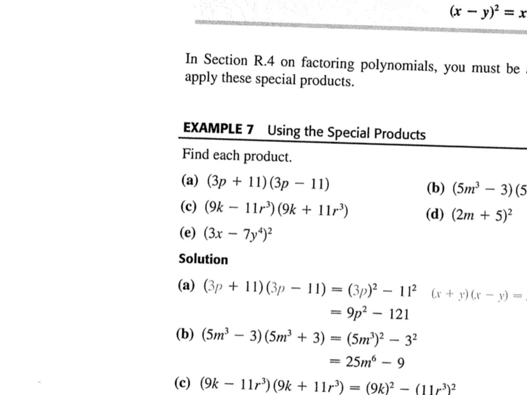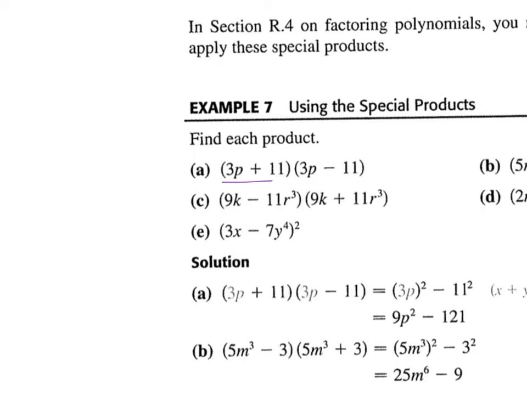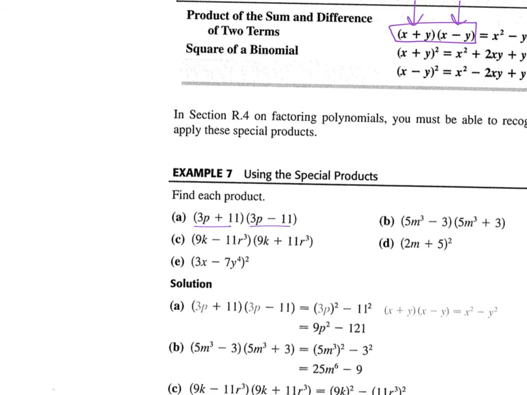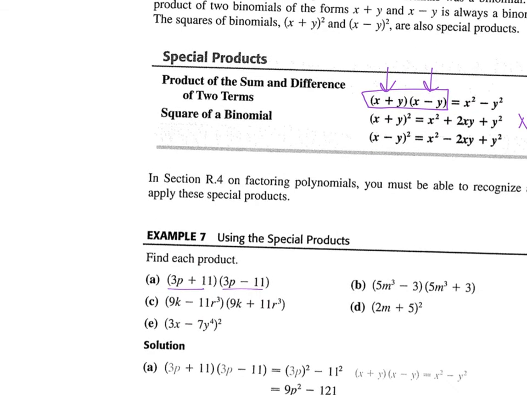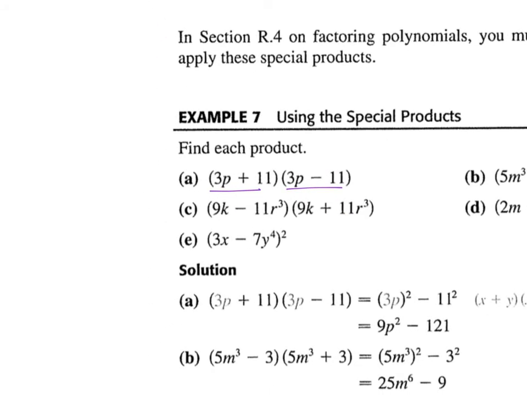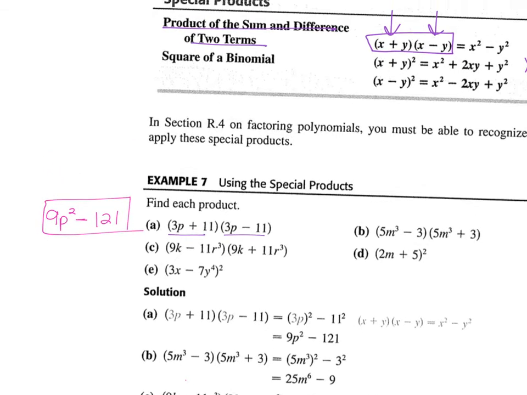So an example of this is like A. This is the difference of two squares, or the product of sum and difference of two terms. So this time I could square the first term, which is 9p squared, square the second term, which is 121, and then put a minus between them. So again, save you a lot of work.